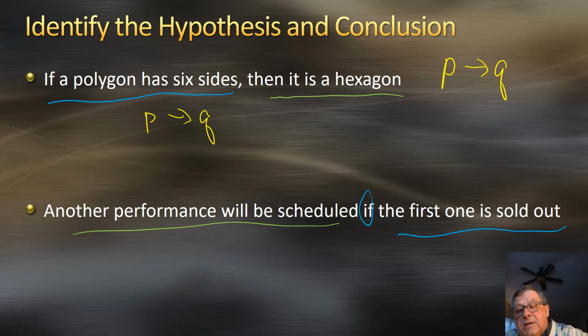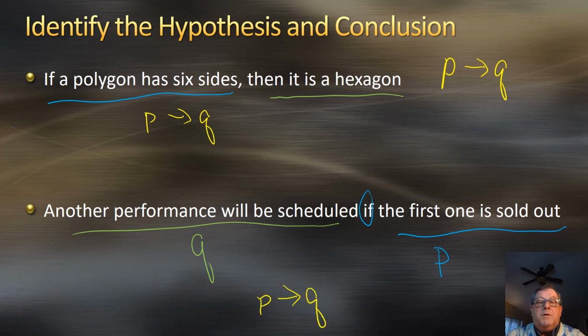So this actually serves as my hypothesis. This is my conclusion. And so then splitting that apart, I can go back to if P, then Q. If the first performance is sold out, then another performance will be scheduled.